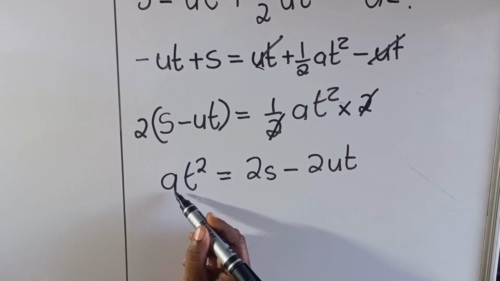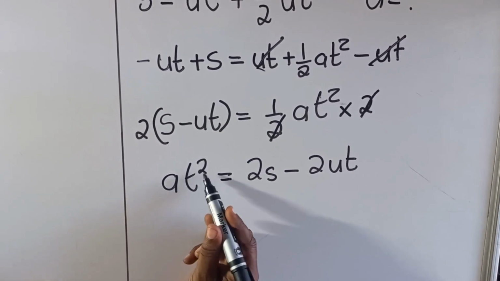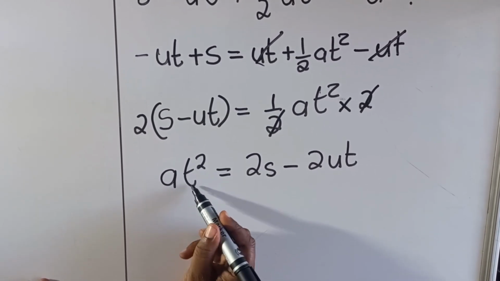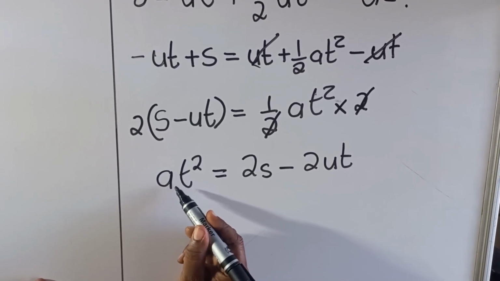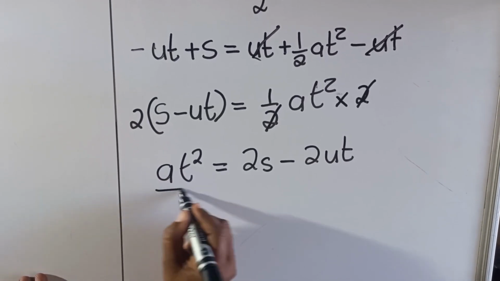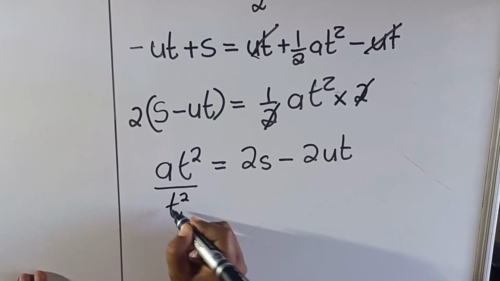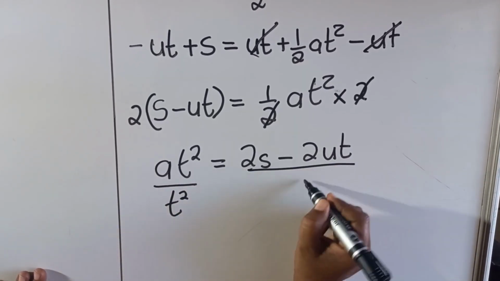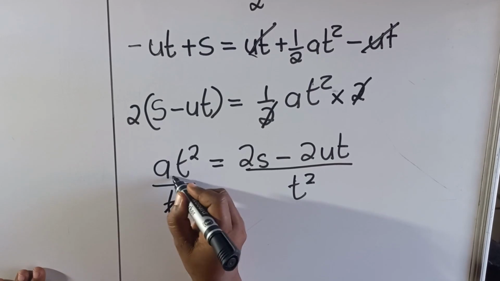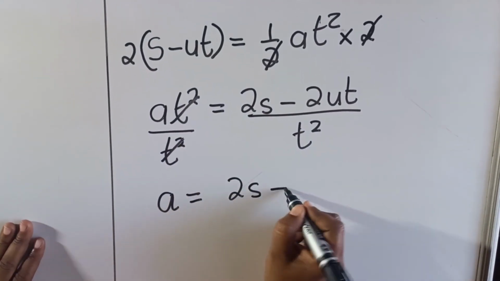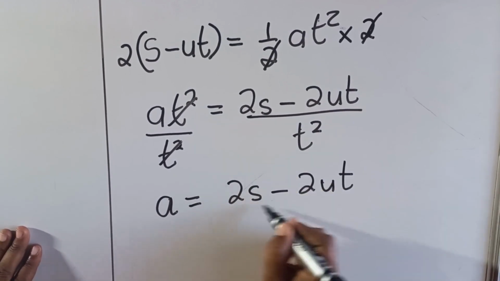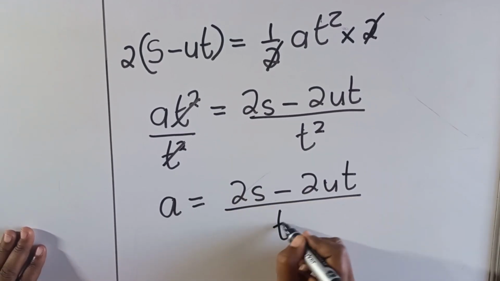So now here it's A times T squared. When two things are sitting next to each other like that with no sign, there's a multiplication between them. The inverse of multiplication is division. So I'm going to divide by T squared here. What I do on the left, I do on the right. Divide by T squared. So that will cancel that. I'll have A is equal to 2S minus 2UT, everything divided by T squared.